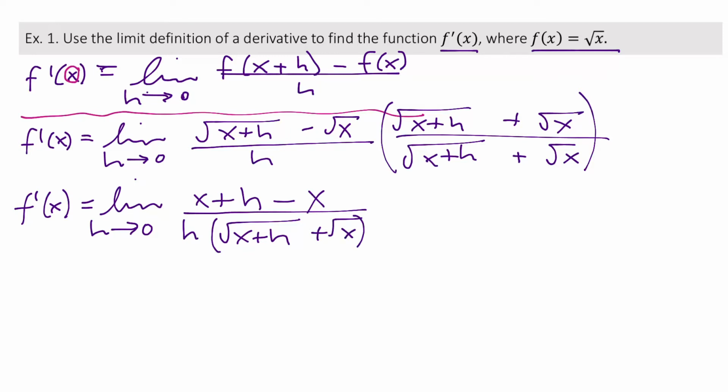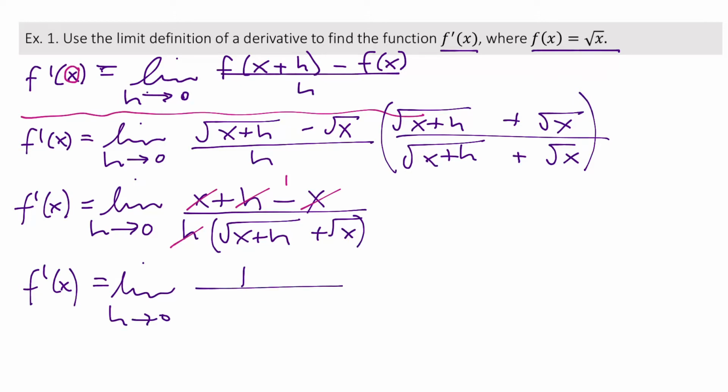So we have this. Now we can see that the x's are going to cancel in the numerator. Now we can go ahead and cancel the h as well, so we're just left with a 1 in the numerator. We're going to say f prime of x is the limit as h approaches 0 of 1 over the square root of x plus h plus the square root of x.